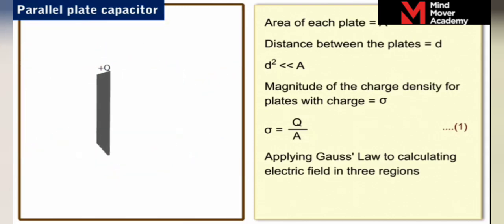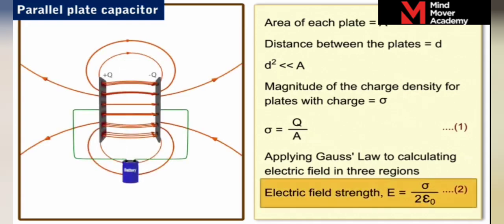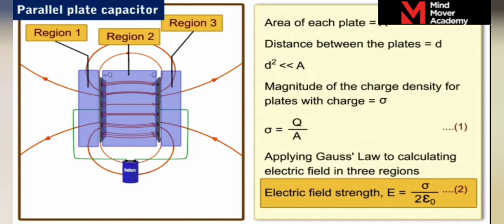We know that for a uniformly charged plane sheet of charge, the electric field strength E at some distance away from it is equal to sigma by 2 epsilon naught. Let us label this as equation 2. We use this result to calculate the net electric field strength in regions 1, 2, and 3.